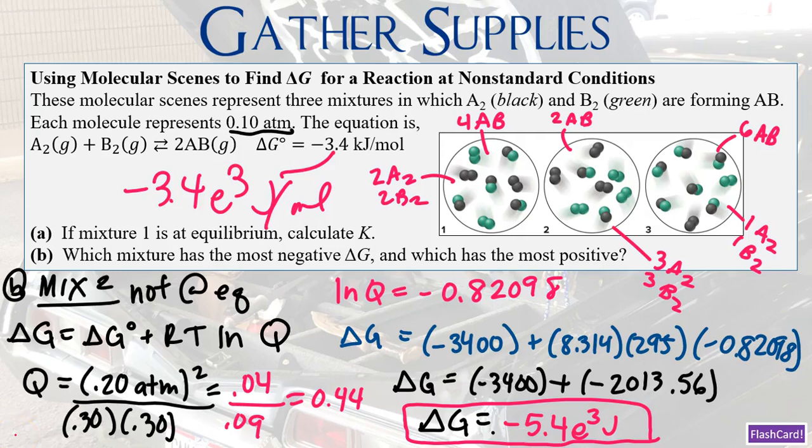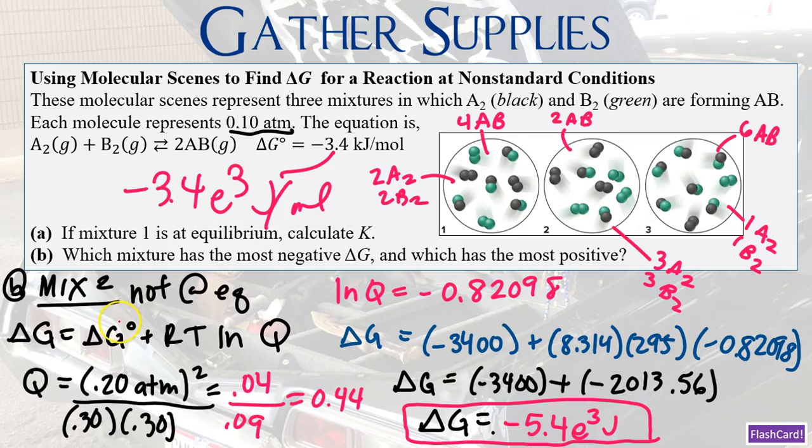So for our delta G at non-standard conditions, you see a lot of our units are going to be joules. Why? Because we have to convert our delta G naught value to joules, all because of our universal gas constant, which has the units of joules per mole Kelvin. Let's go ahead and move on to mixture number 3.